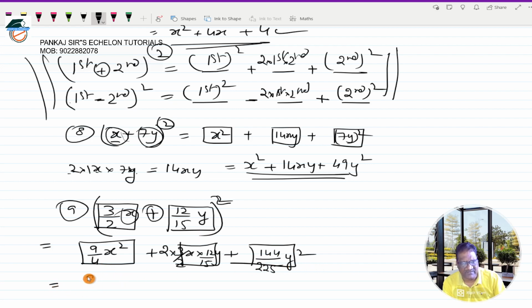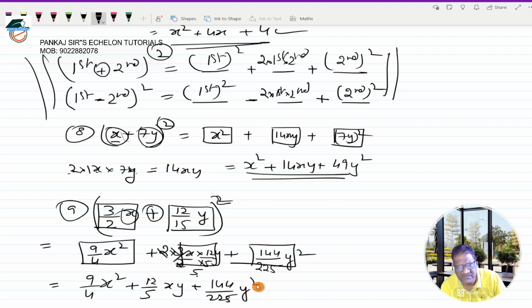So this is my answer. I'll have to just simplify it and write 9 upon 4 x square. In the middle term, this is 2 into 3 by 2, so this 2 and 2 will get cut. And then 3 and 15 will cut, and here I'll get a 5. So I'll end up with 12 by 5. And there's an x and a y left. So plus 12 upon 5 xy, plus 144 upon 225 y square. So this is the answer for the 9th one.